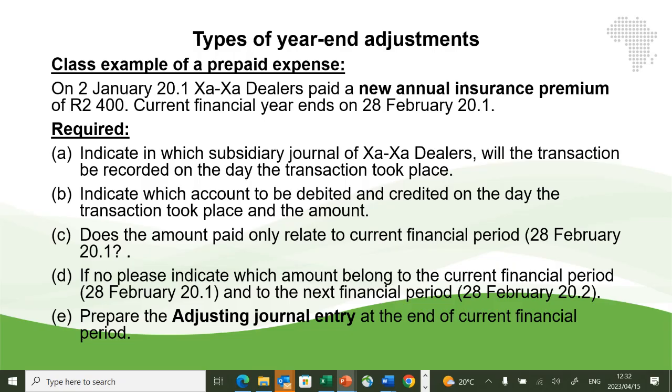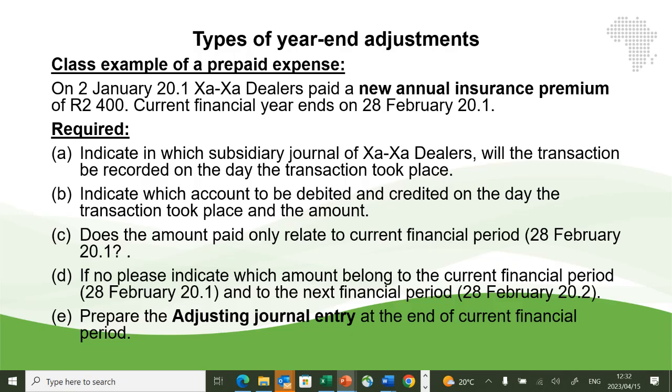And the current financial period ends on 28 February 20.1. Just check the date when they paid and when the current financial period ends. On the 2nd of January 20.1, they paid the annual insurance premium of 2,400, but the current financial year ends when? On the 28th February 20.1.